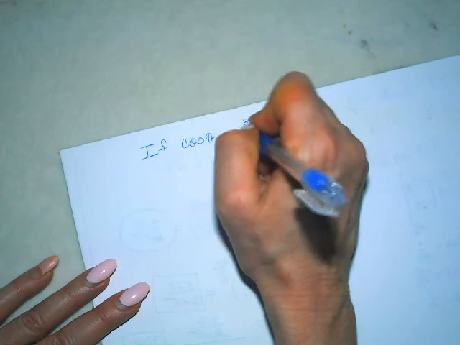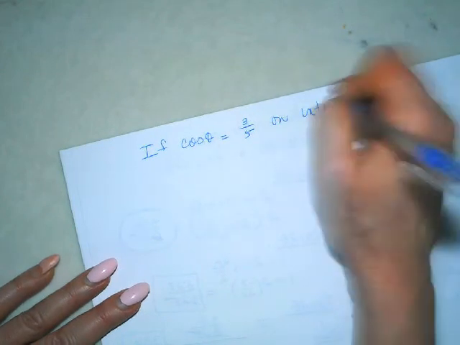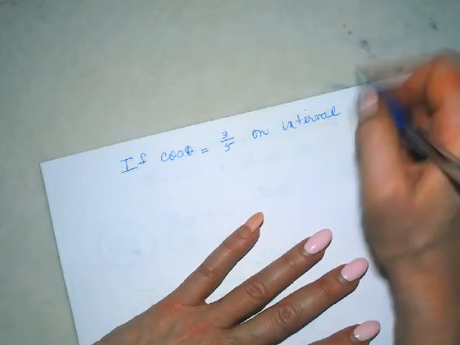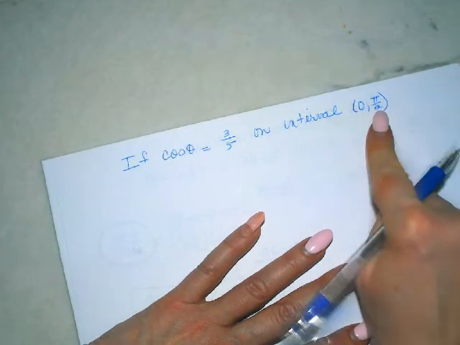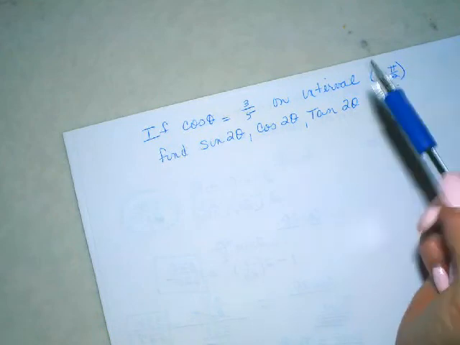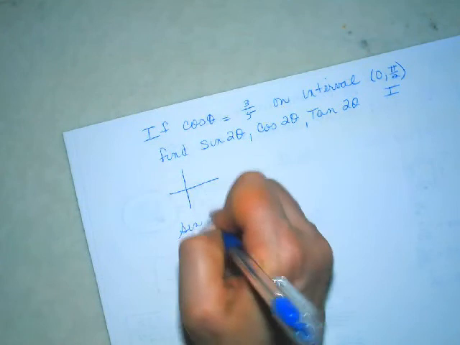If the cosine of theta is 3 over 5 on the interval, and in your textbook, sometimes the interval is given in degrees, not radians, 0 to pi over 2. So what quadrant am I in if I'm in that interval? Well, I'm in quadrant 1. Okay, we're going to find the sine of the double angle, the cosine of the double angle, and the tangent of the double angle. Okay, well, we have cosine of 3 over 5, so let me find now everybody else.